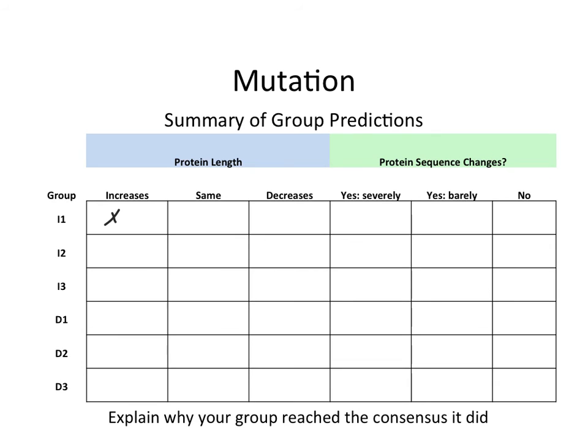So this is a group that added 1 or 4 or 7 or 10, that's it, right? 1, 4, 7, or 10 nucleotides. So that addition might make the protein increase in size. Does that change the protein sequence?